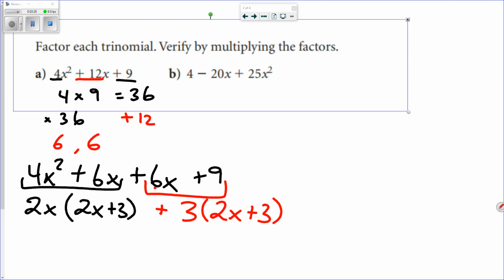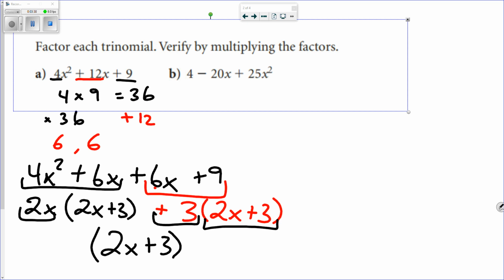We need to write this out properly. We have these two pieces coming together to form one of the factors. And we take the piece in the brackets, forming our other factor. We can rewrite this as 2x plus 3 squared.